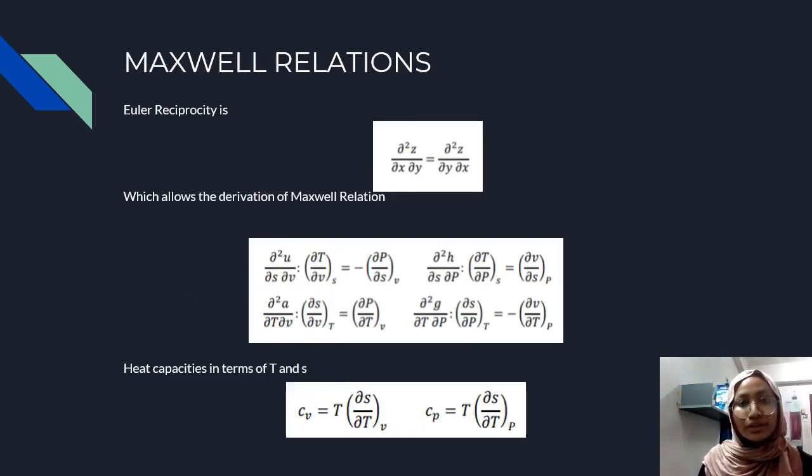The Maxwell relations can be derived by applying Euler's reciprocity to the derivative of the equation of state. The Euler reciprocity is this. This mathematical relationship allows one to derive what are called the Maxwell relations. Shown here are the Maxwell relations. By using the thermodynamic property relations in conjunction with the Maxwell relations, one can also write heat capacity in terms of T and S, which is this one.